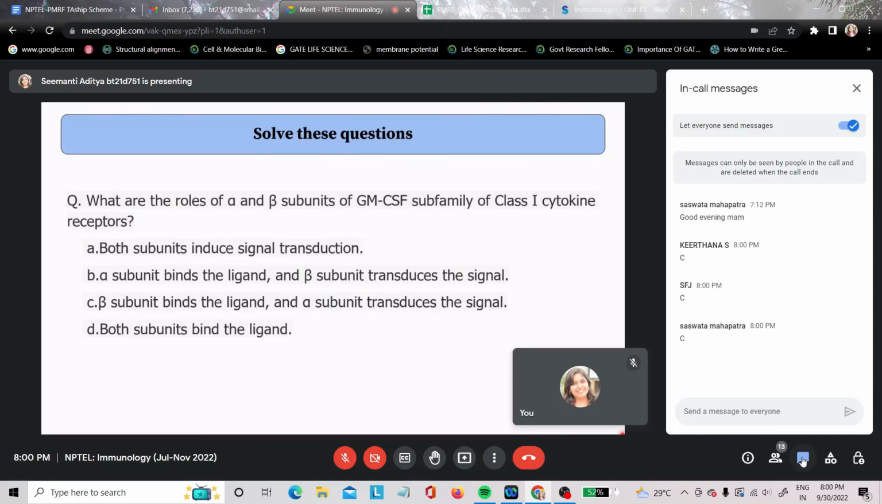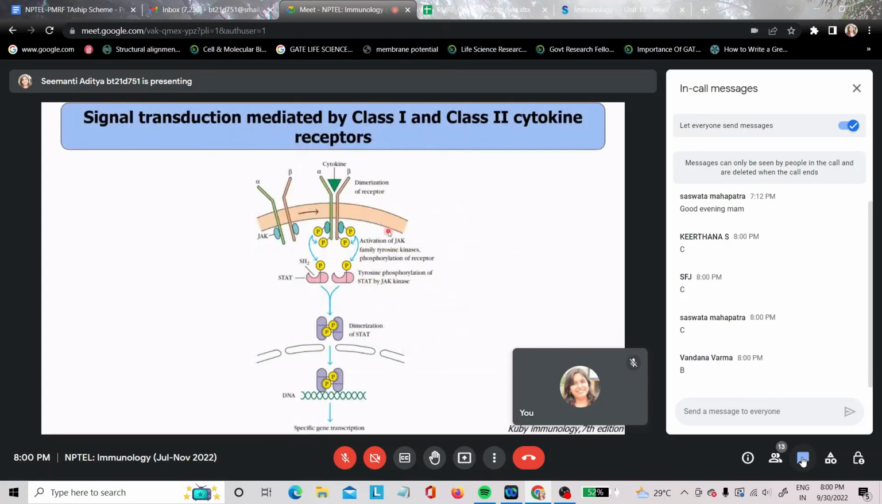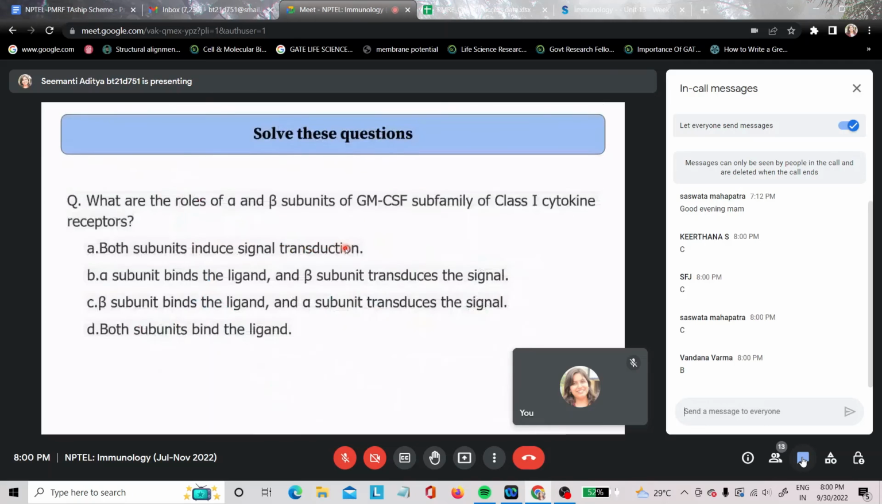It's not C. I actually mentioned that the alpha subunit binds to the ligand and the beta subunit mediates the signaling. The correct option is option B, because the alpha subunit binds to the ligand and the beta subunit transduces the signal by activating the JAK kinase, and the JAK-STAT pathway is activated. So the alpha subunit does not transduce the signal. It is the beta subunit that transduces the signal. Okay.